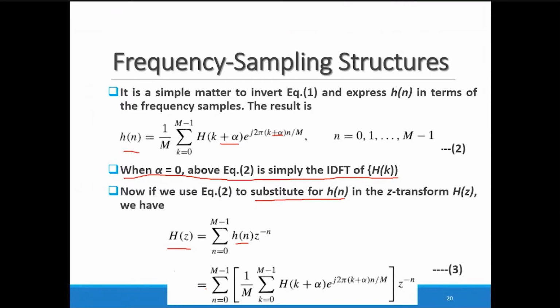So H of z is equal to sigma n equal to 0 to M minus 1 h of n z raised to minus n. Here you have to apply this value from this equation to h of n. So now your equation has the terms sigma n equal to 0 to M minus 1, into 1 by M, then again summation from k equal to 0 to M minus 1 H of k plus alpha into e raised to j 2 pi (k plus alpha) n divided by M, into z raised to minus n. This is equation number 2.